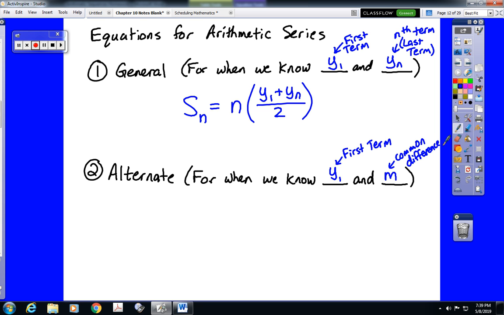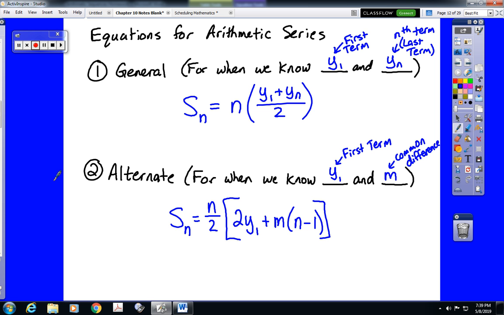That version is going to be that the partial sum is the number of terms divided by 2 times twice the lead term, twice the first term, so 2 times y1, plus the common difference times 1 less than the term number. We're not going to use that version very often.